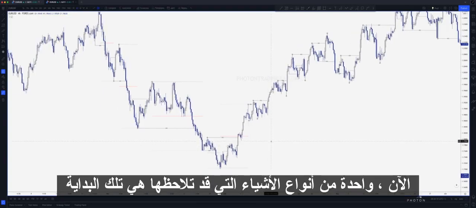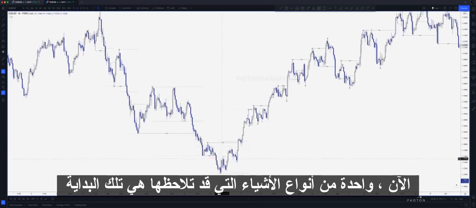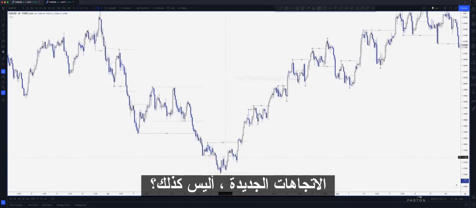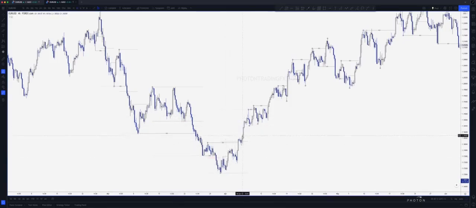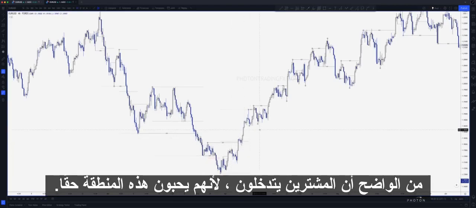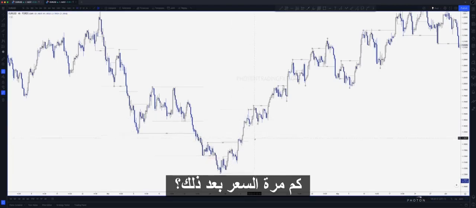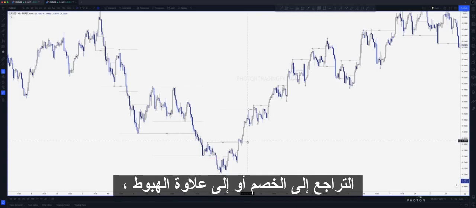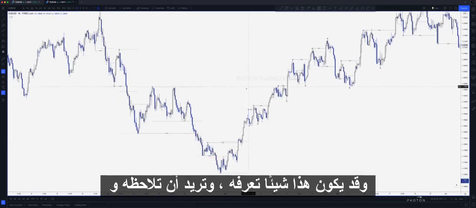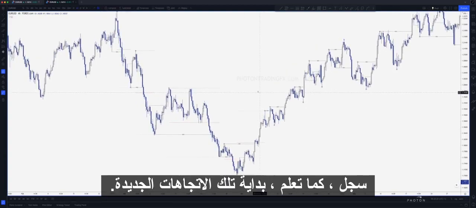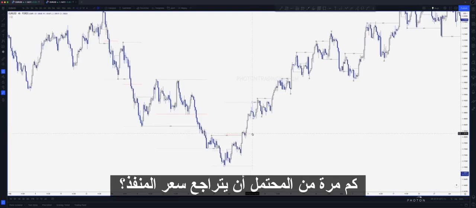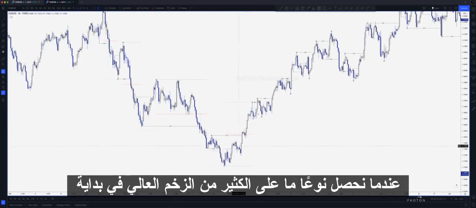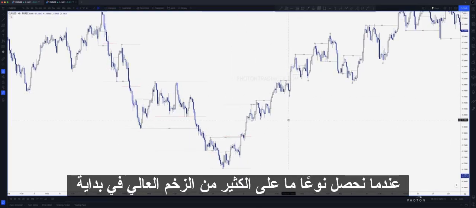Now, one of the things you may notice is at the start of new trends, right? In this case, where we have a nice big impulsive move, the momentum is very high. Obviously, buyers are stepping in because they really like this area. How often does price then pull back to the discount, or to the premium if we were bearish, right? That may be something that you want to take note of and record. At the start of those new trends, when we're getting a lot of high momentum, how often is it likely that price is going to pull back?